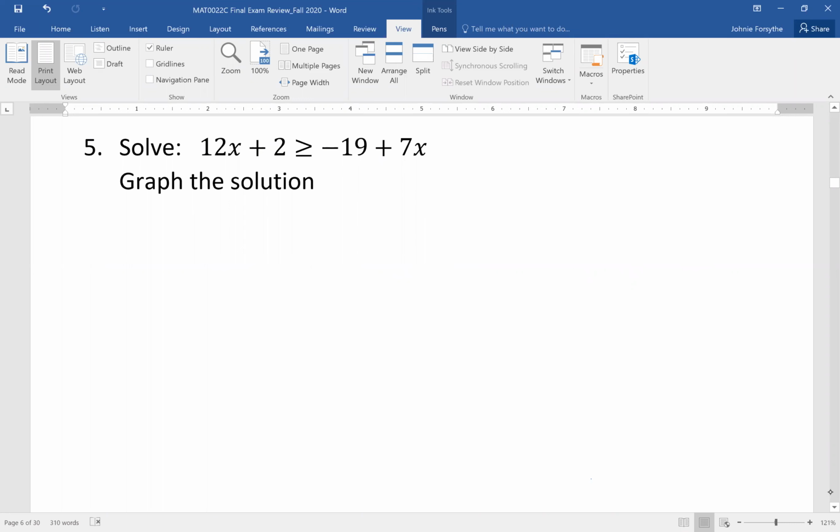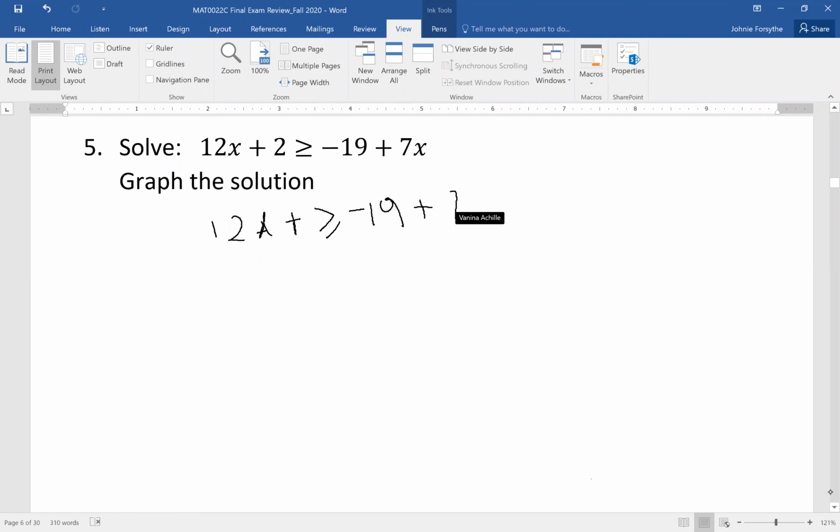Okay, now we have an inequality. It's saying to graph the solution. So in order to do that, of course, we've got to solve it first. You can pretend that that is the equal sign and then proceed the same way as you would if you were solving an equation. I'm just bringing it down because of that.